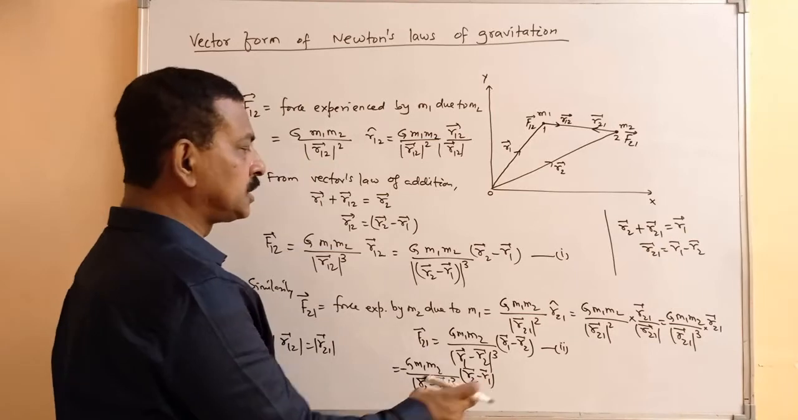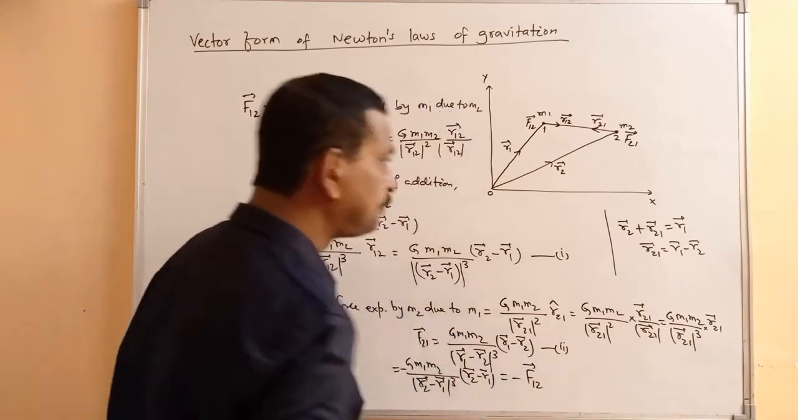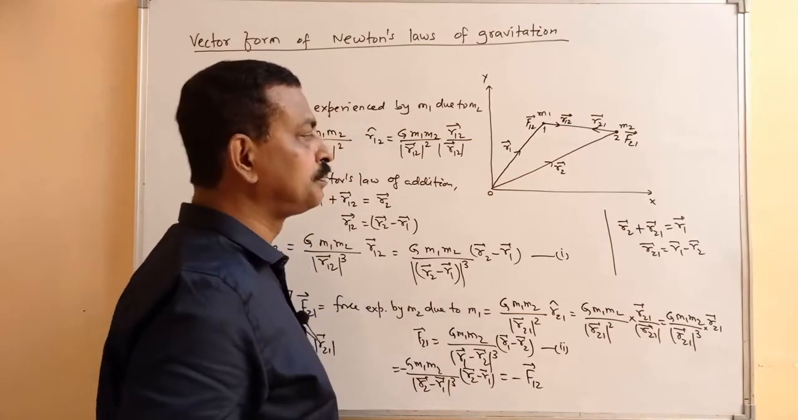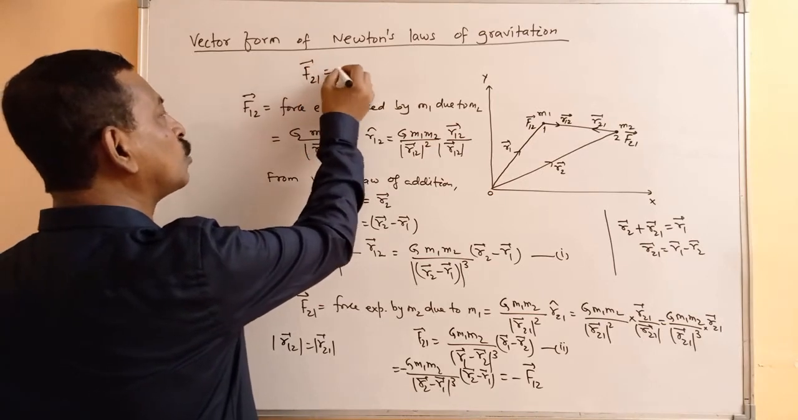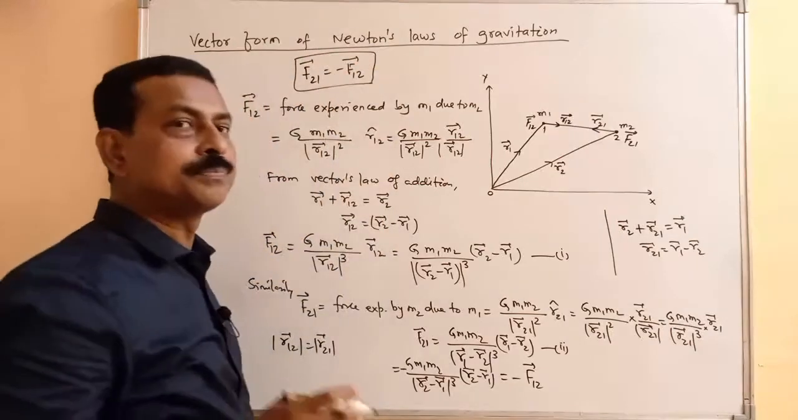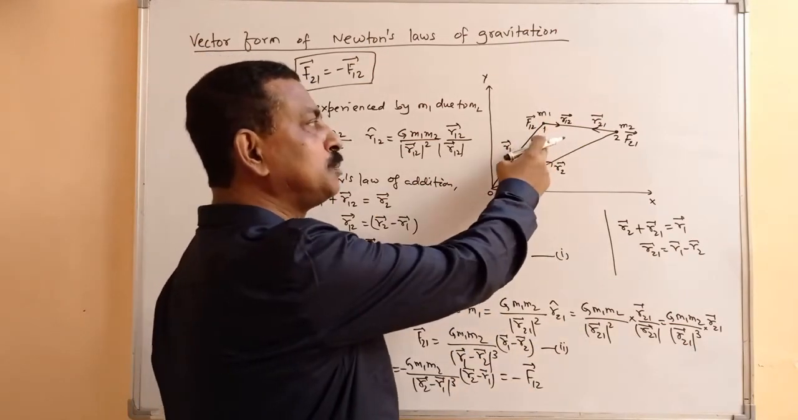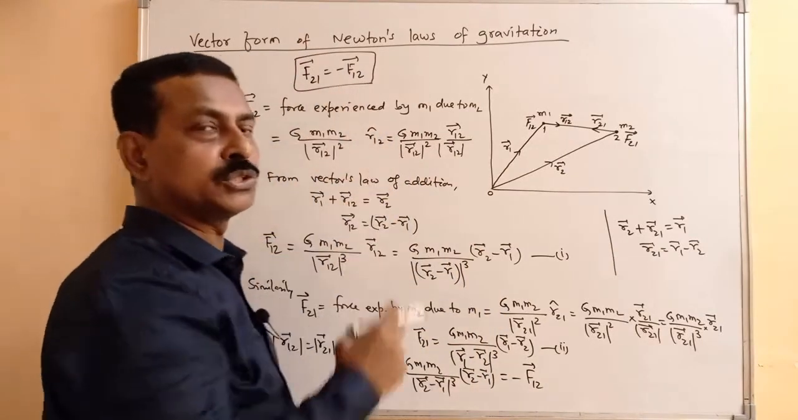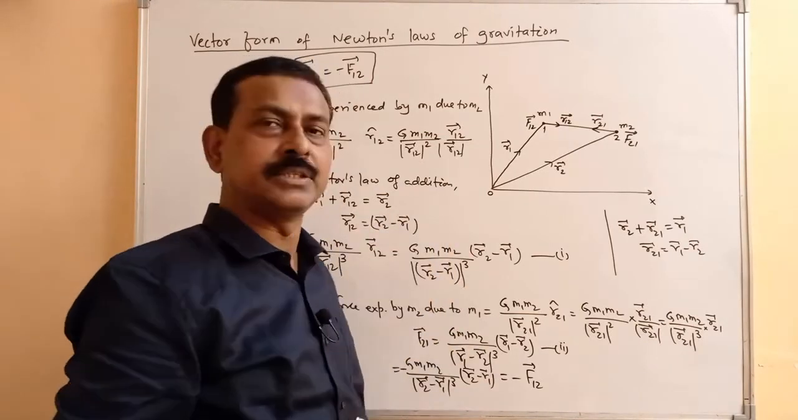Now you can see this entire term is nothing but it is your F12. So this term is equal to minus F12. So what we have got, F21 is equal to minus F12. This shows that Newton's third law is also obeyed here. Whatever force one body is experiencing, the other body is also experiencing same magnitude of force, but direction is opposite. So you can easily show that Newton's third law is also obeyed here in this case.